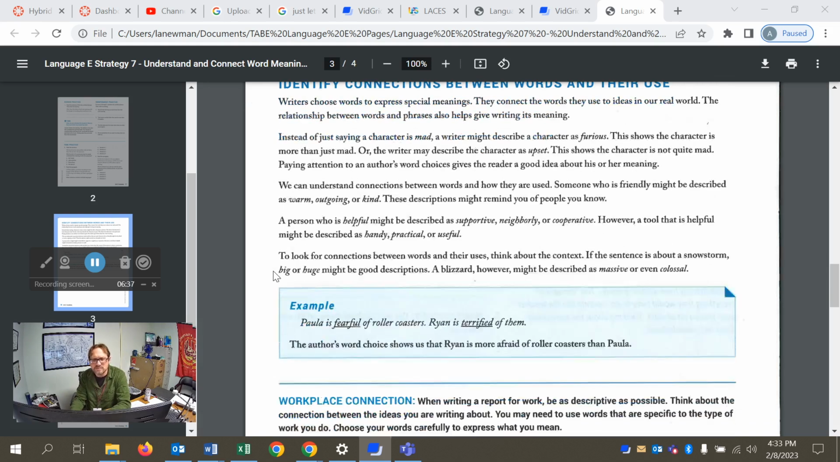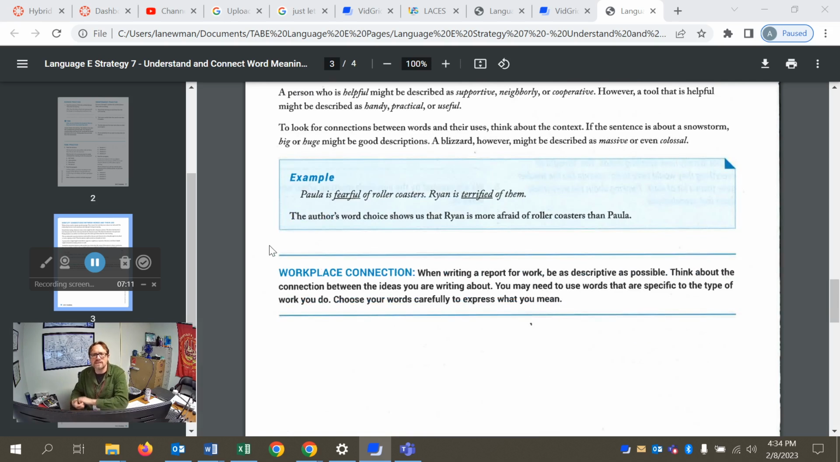Okay? A person who's helpful might be described as supportive, neighborly, or cooperative. However, a tool that's helpful might be described as handy, practical, or useful. To look for connections between words and their uses, think about context. If the sentence is about a snowstorm, big or huge might be good descriptions. A blizzard, however, might be described as massive or even colossal. A hurricane you might describe as massive, colossal, catastrophic.